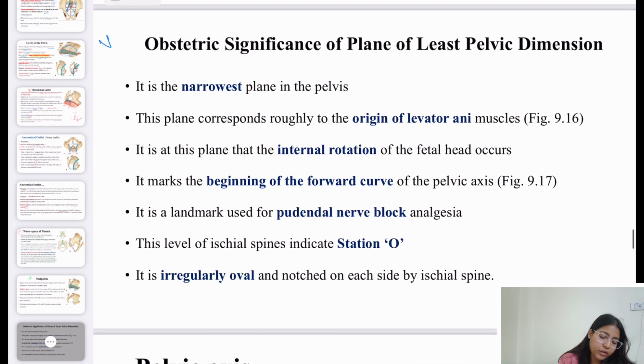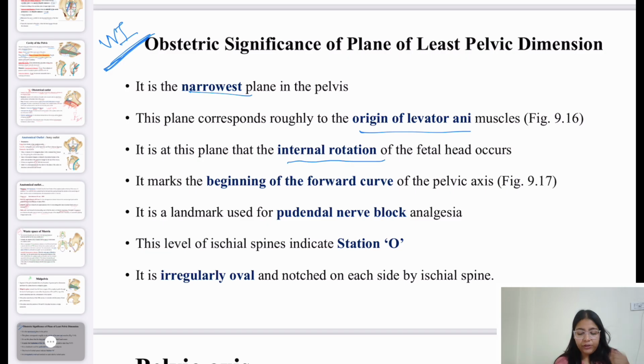Again, a very important part: significance of the plane of least pelvic dimension. These may come as short notes and you have to write almost all of these points. Narrowest plane corresponds to the origin of levator ani. In this plane there is internal rotation of the fetal head during delivery. There is beginning of the forward curve of the pelvic axis. I will tell you about the pelvic axis, just remember for the timing. It is at this plane that the curve which is coming backward now turns forward. It is a landmark for pudendal nerve block.